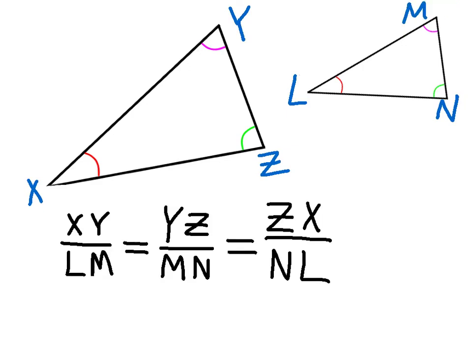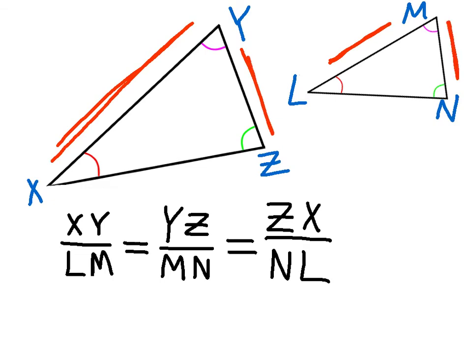Okay, example 5. Alright, we talked earlier about similar triangles. They're going to have congruent angles, and they're also going to have corresponding sides that have the same ratio. Now what that means is our corresponding sides, XY corresponds with LM, YZ corresponds with MN, and ZX corresponds to NL. So if we put the length of XY over LM, it's going to be equal to the length of YZ over MN, and that's also going to be equal to ZX over NL. So the ratios of the corresponding sides are going to be the same.